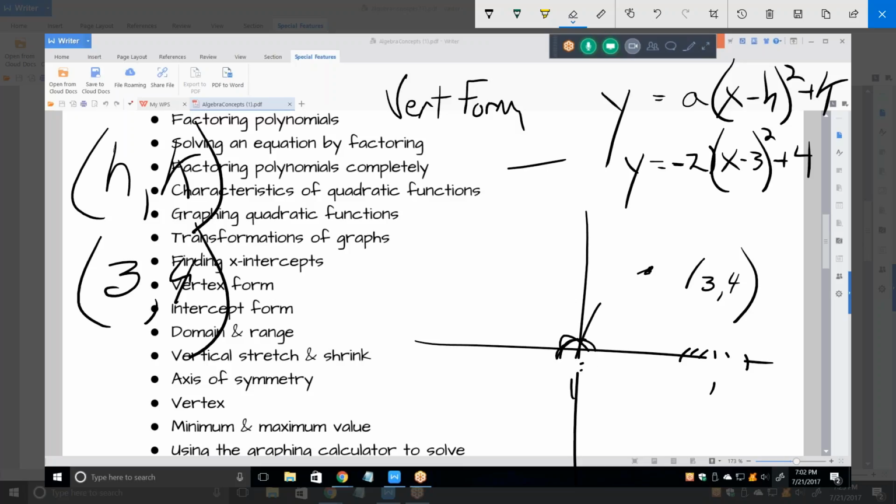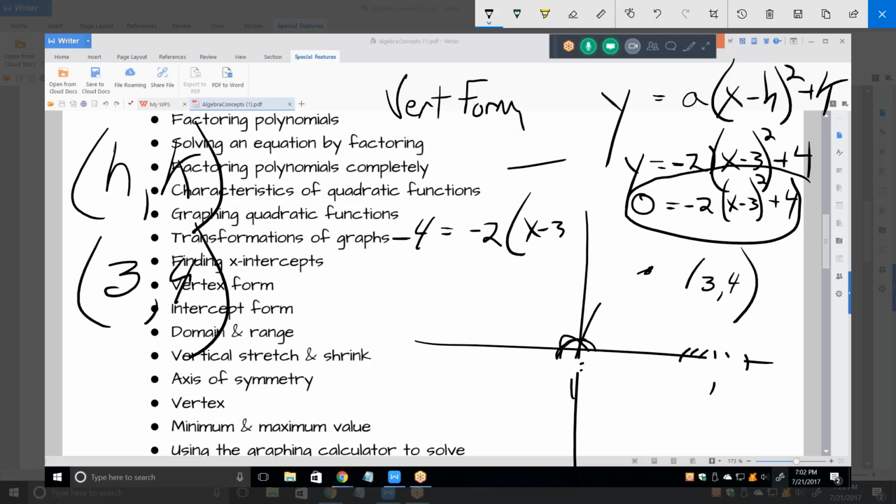So let's go back to this equation, and I know that y is 0 when I'm on the x-intercept, right? Yep. So I substitute 0 for y. And now I solve that equation for x. And that'll give me my 2 values of x where I'm on the x-axis. Well, if I subtract 4 from both sides, I get minus 4 equals minus 2 times x minus 3 squared. Then what's the next step?